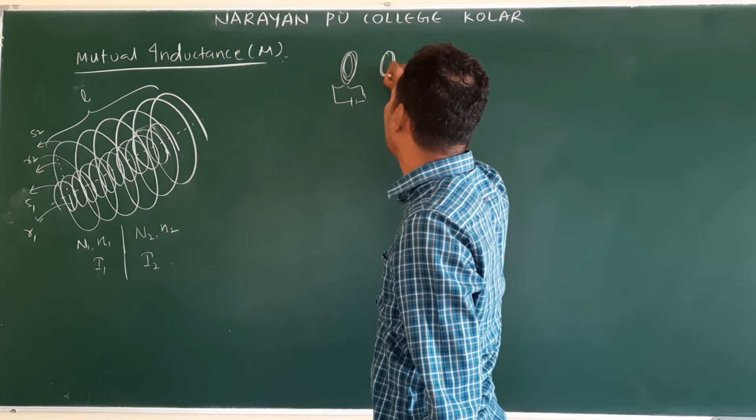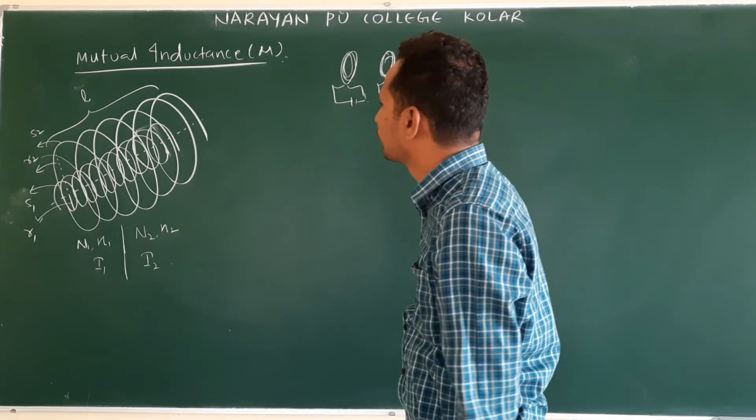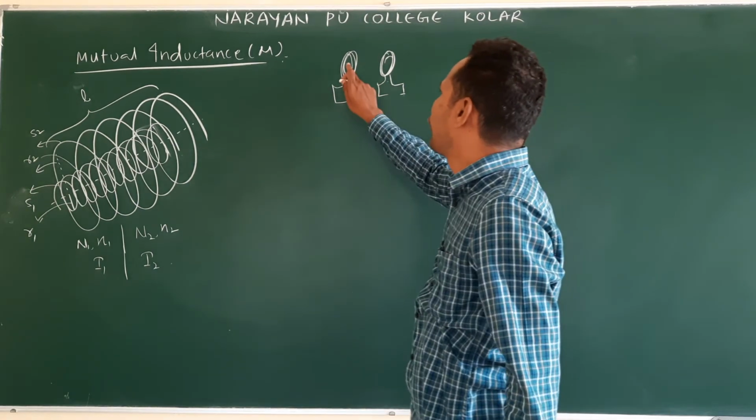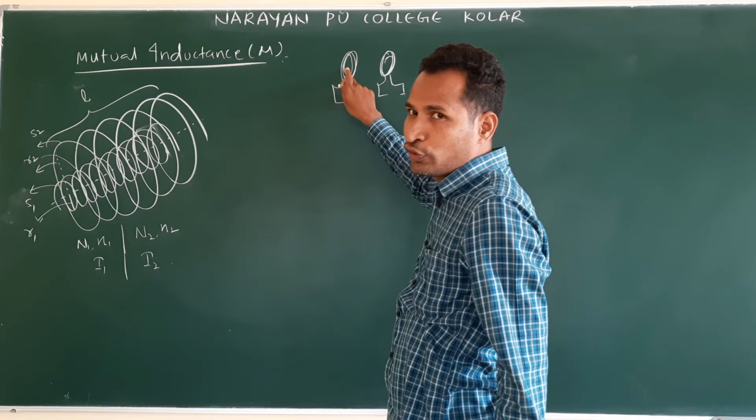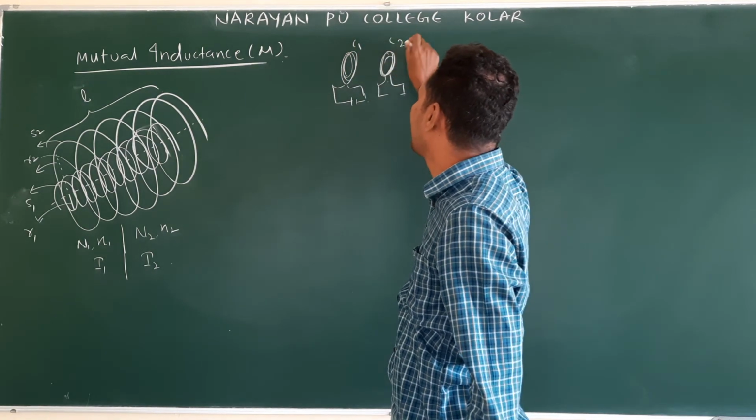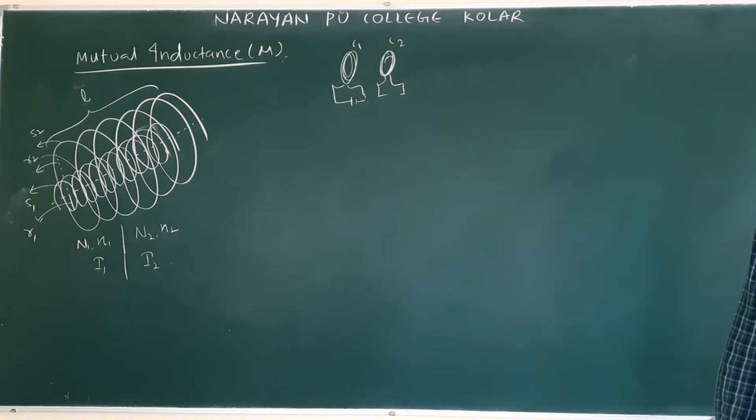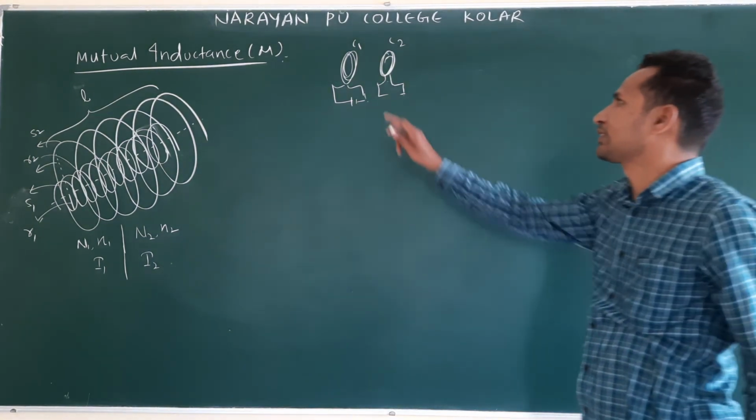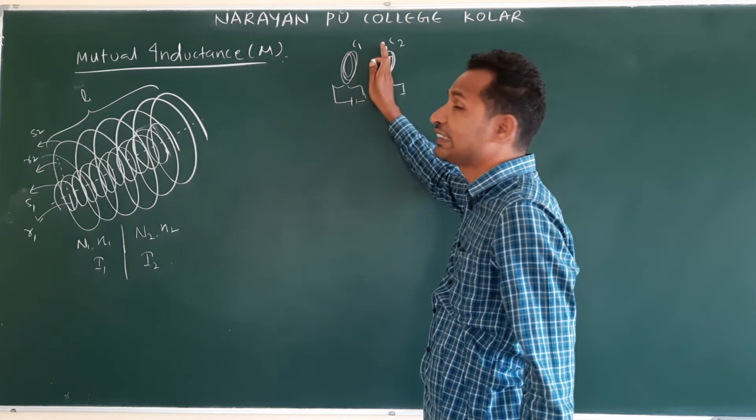If you place another coil here, clear? When current flows through the first coil, there will be a current in the second coil. That is mutual inductance. Clear? Whatever current is produced here, this current produces current in the second coil.